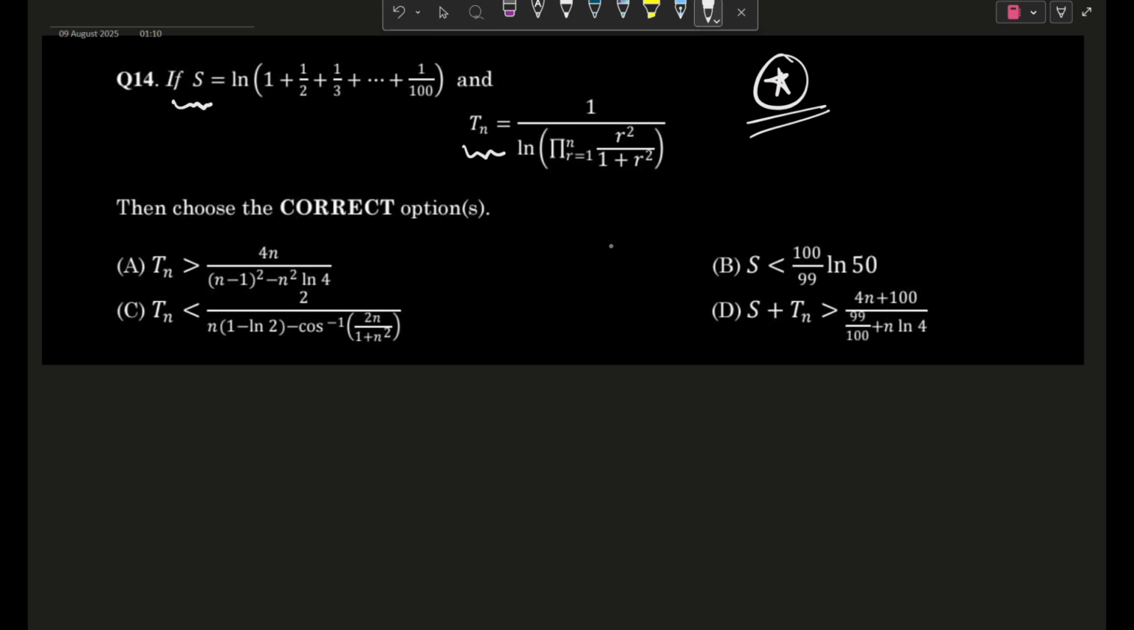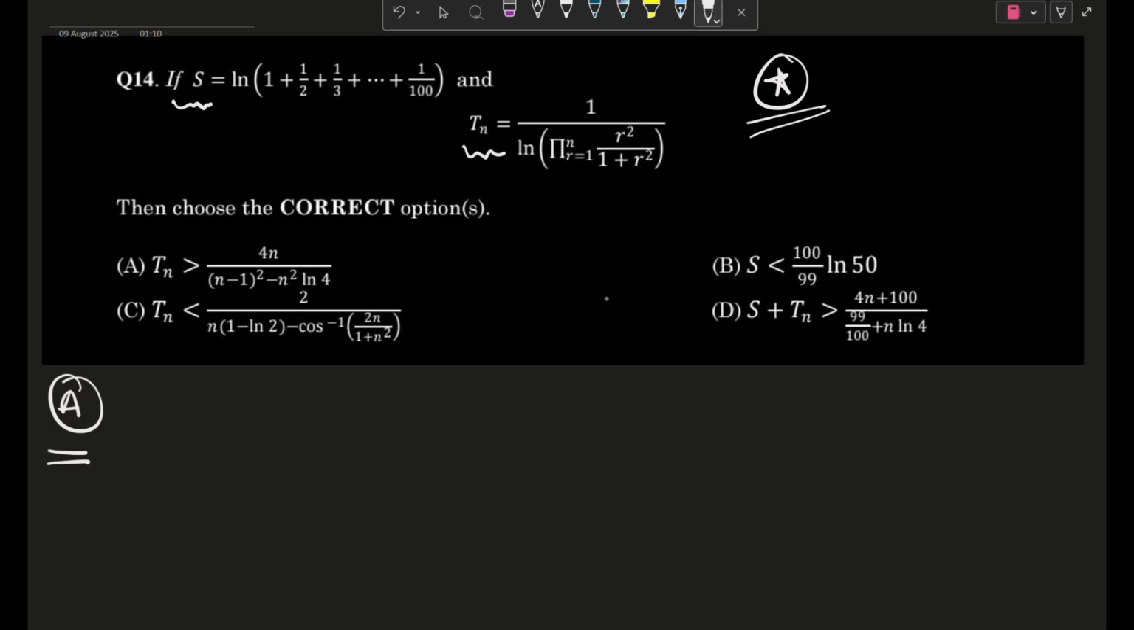So that's why we can go for finding out the bounds first. So I will do that in the options itself. So guys, first off, let's go for our option number A, which says that Tn is greater than 4n by (n minus 1) whole square minus n squared ln 4, right?